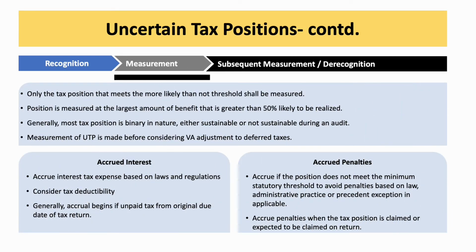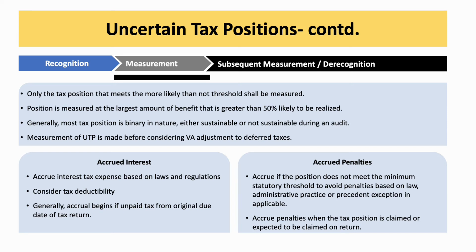So moving on to the next aspect of UTP, which is measurement. So as we discussed, the position that we measure should breach the more likely than not threshold, and when it does not breach it, that's where you have to create a UTP reserve. And the UTP reserves are always created before considering any valuation allowance. We'll discuss what valuation allowance is in a different session. I will be soon uploading a video on valuation allowance.